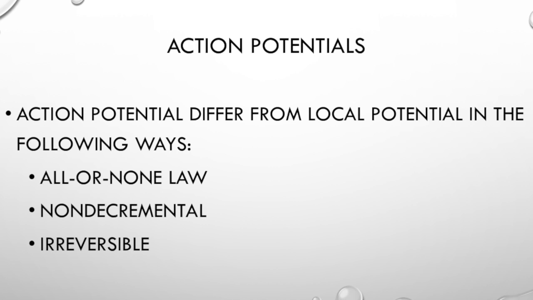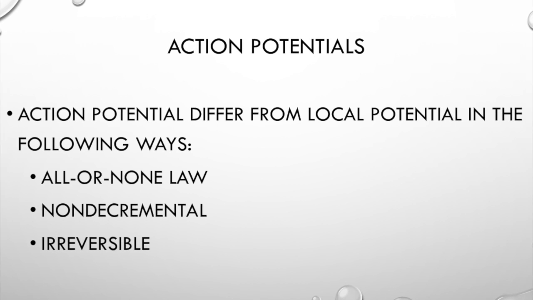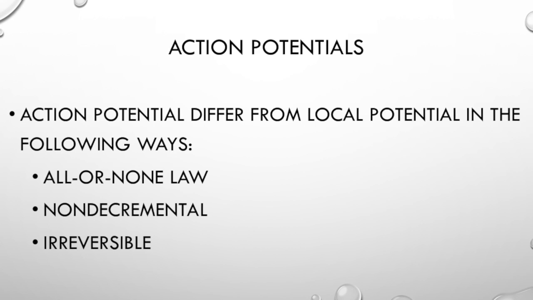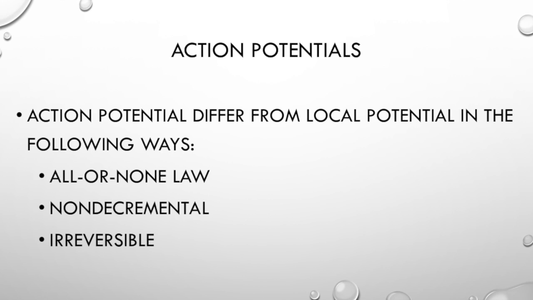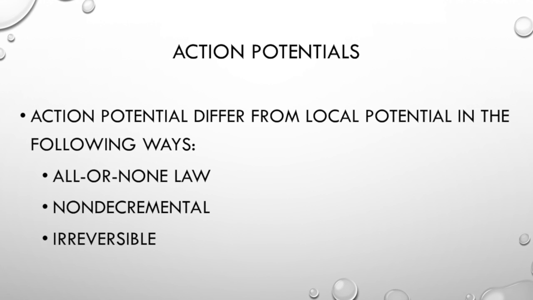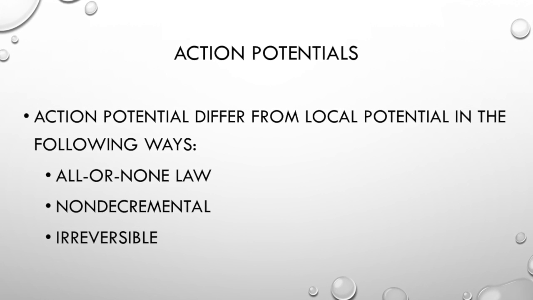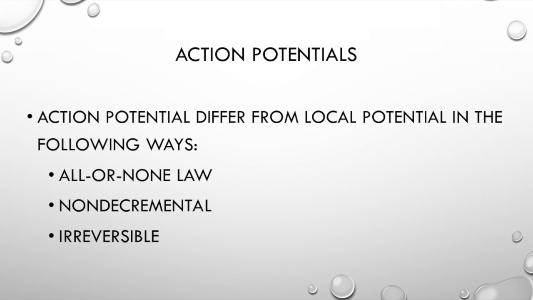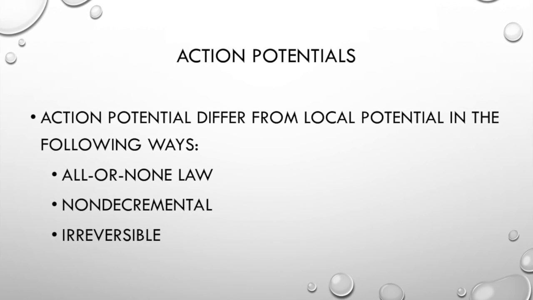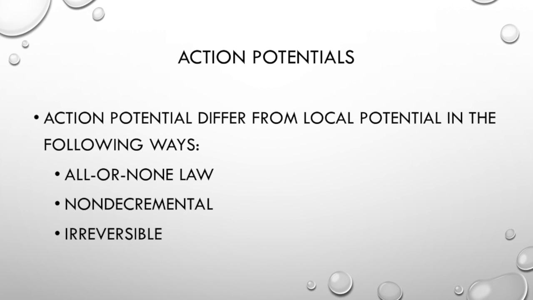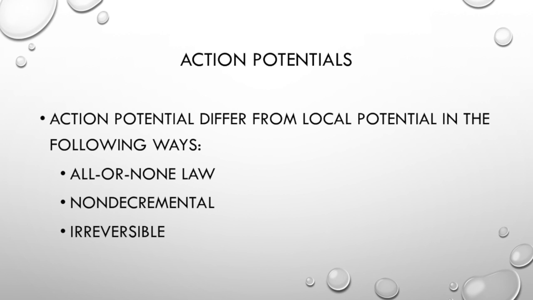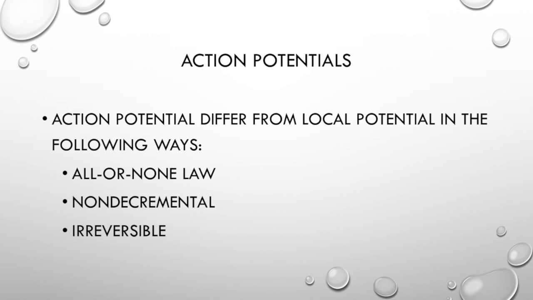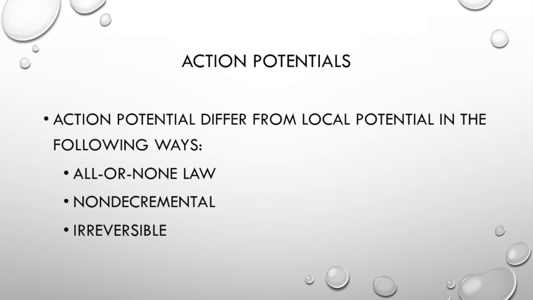So how do they differ from local potentials? Number 1, they follow the all-or-none law. If the local potential that reaches the hillock is strong enough to trigger an action potential, the action potential will occur at full strength. If not, no action potential will occur. So action potentials are not graded. Number 2, they are non-decremental, meaning that the action potentials maintain their full strength down the entire length of the axon, regardless of distance. And number 3, they are irreversible. Once the action potential starts, it cannot be stopped.